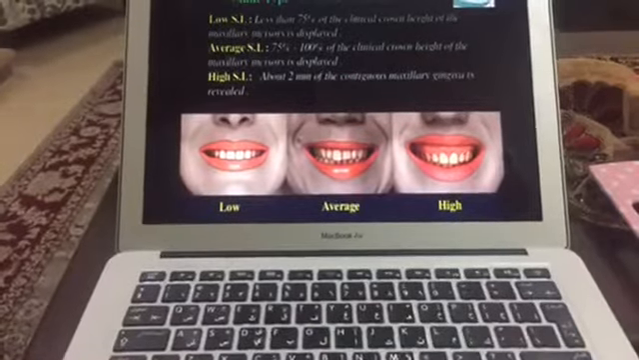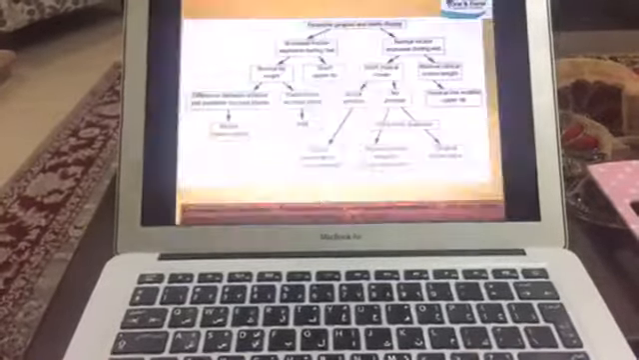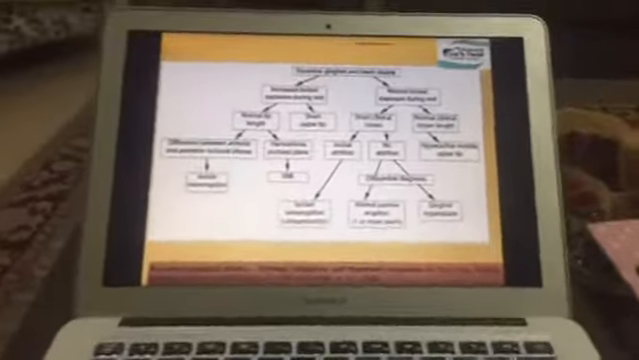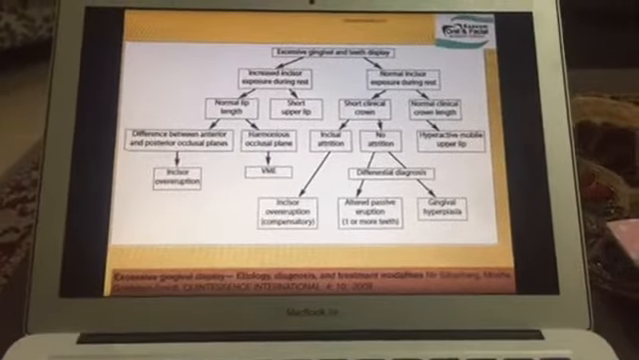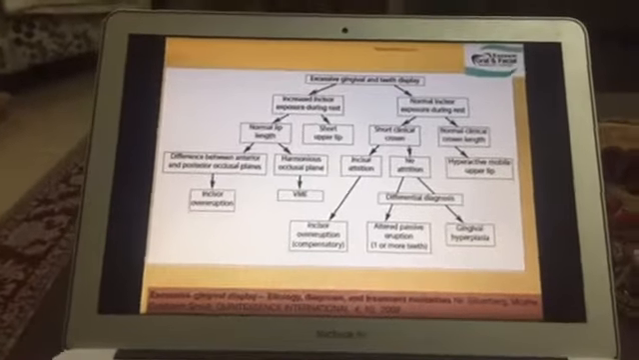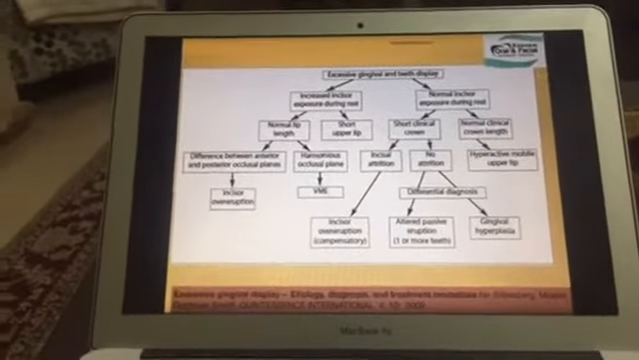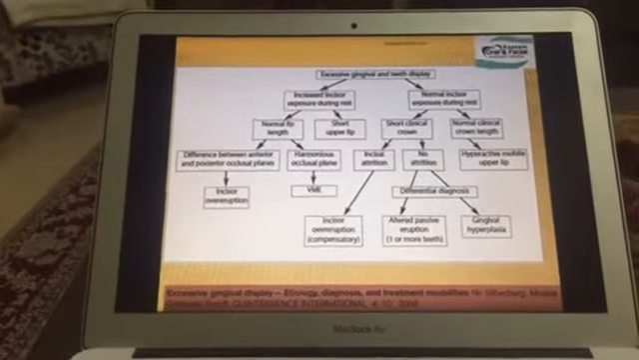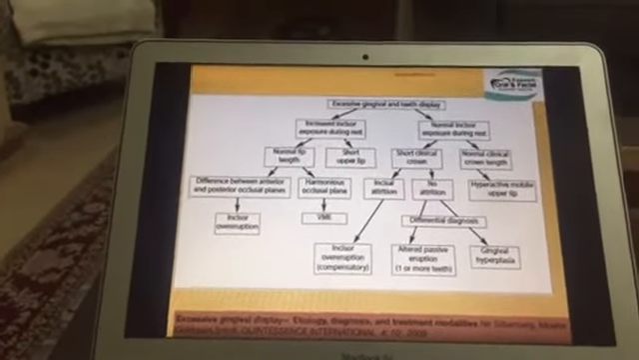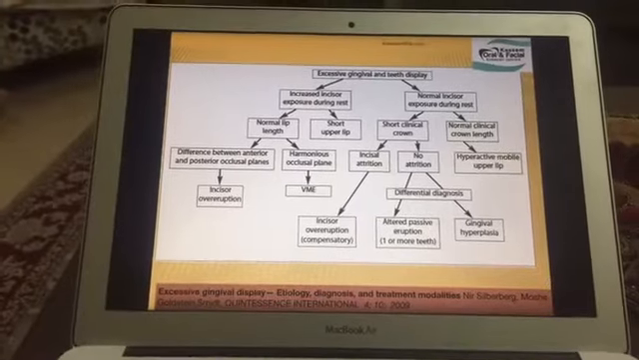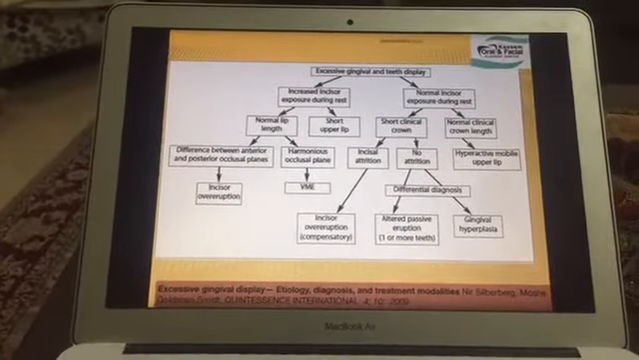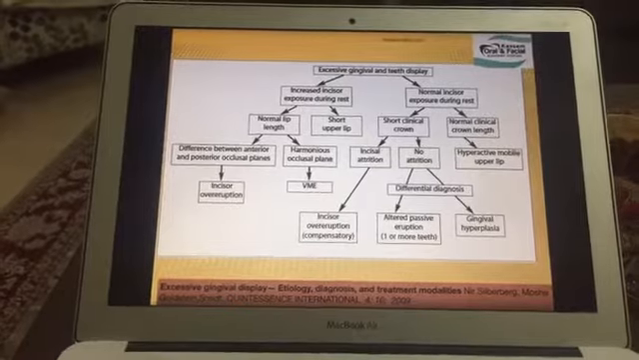These are different smile types according to the smile line. This algorithm is very, very important. I like this algorithm, it's published by Goldstein. It shows the excessive gingival tooth display. It can be either increased incisor show during rest, so you have to measure the lip. If the lip is short, it's a case of short lip. Can we use Botox in that case? Yes, but Botox can only be a camouflage.